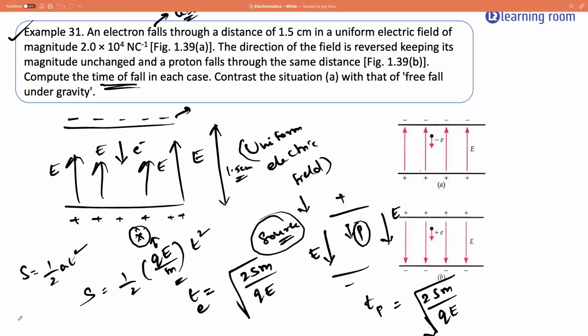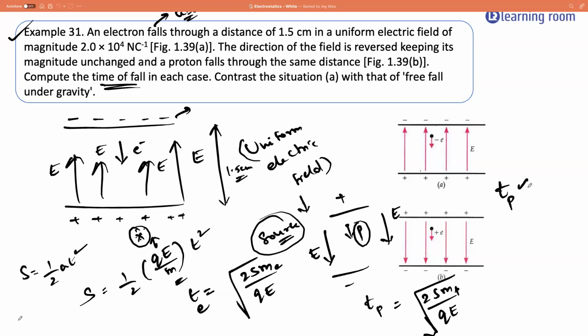The square root is the same. Mass. Mass of whom? Mass of the electron and the proton. What about the charge of the electron and the charge of the proton? They are both the same. So which one is heavier? Proton. So what can you conclude?